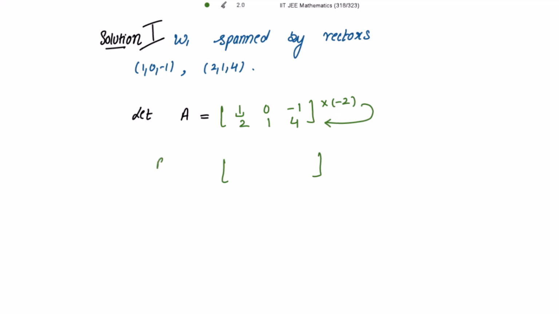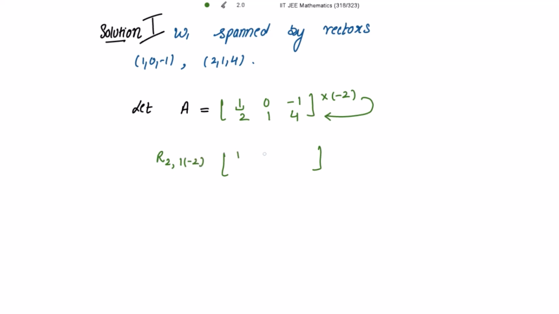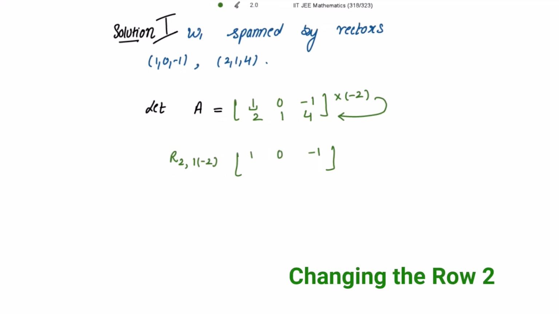So applying the row operation, changing row 2 and adding its elements to row 1, but row 1 should be first multiplied with negative 2. So writing row 1 as it is, and for row 2, multiplying 1 with negative 2 we get minus 2 and adding this to 2 we get 0. Multiplying 0 with negative 2 we get 0 and adding this to 1 we get 1. Multiplying negative 1 with negative 2 we get 2 and adding this element to the 4 we get 6.